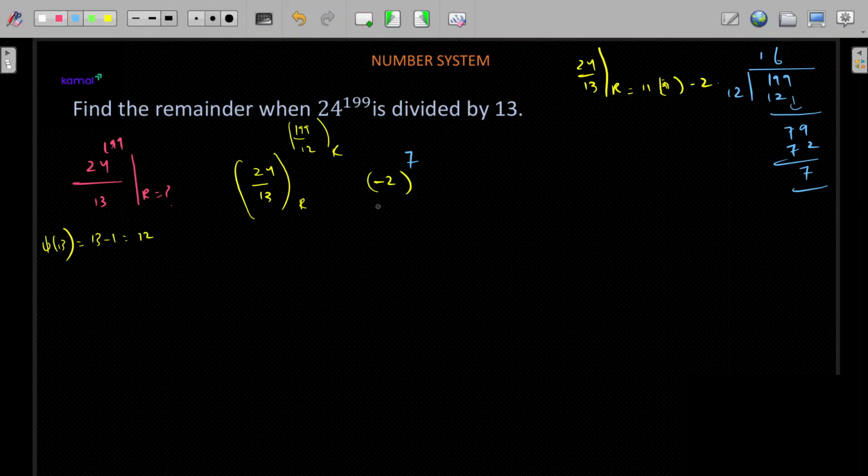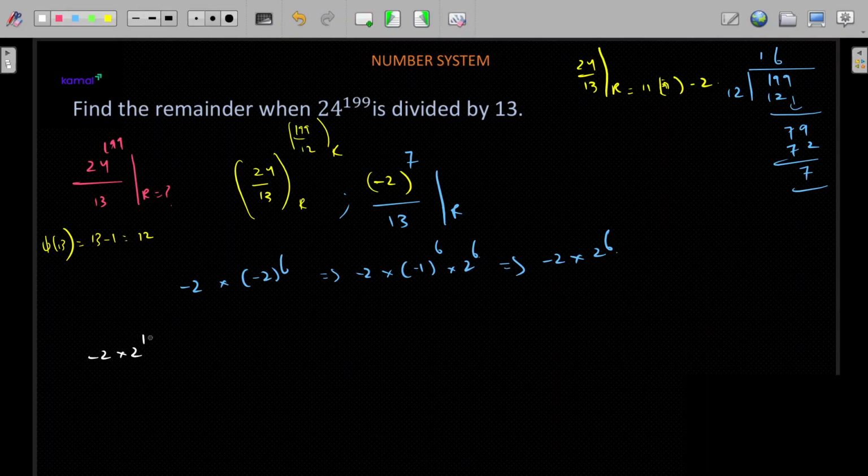We will divide by 13 to find my remainder. So from this, if I take 1 minus 2 outside, it will become minus 2 power 6, which is equal to minus 2 into minus 1 power 6 into 2 power 6. Since minus 1 power 6 is an even power, it is always plus 1, right? So it eventually became minus 2 into 2 power 6. So I have to find the remainder by dividing minus 2 into 2 power 6 by 13.